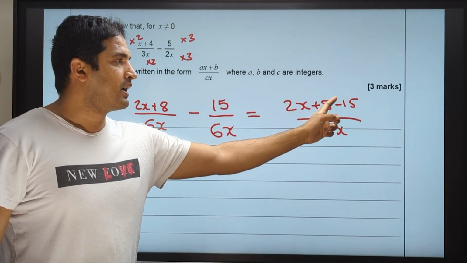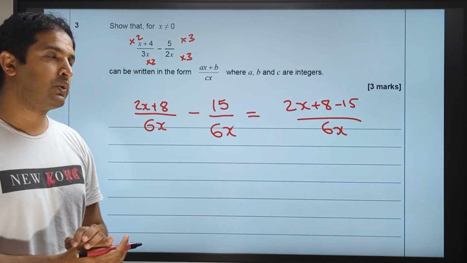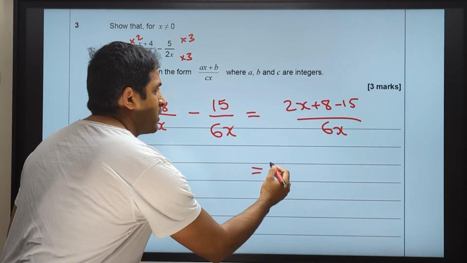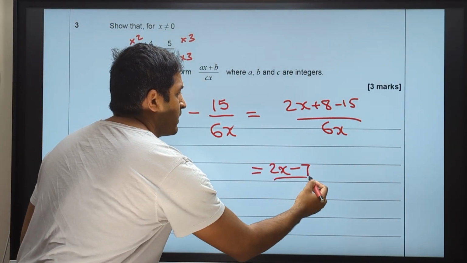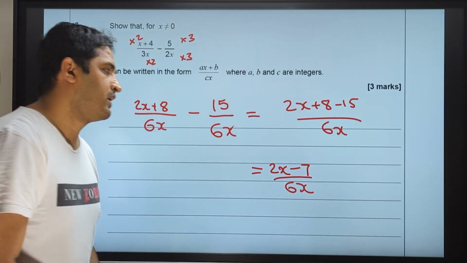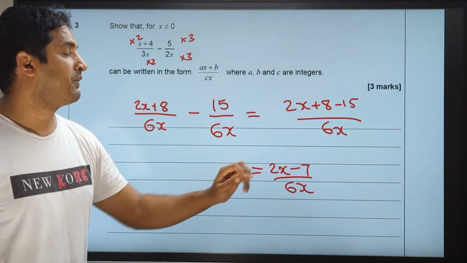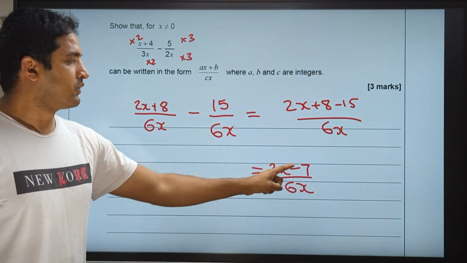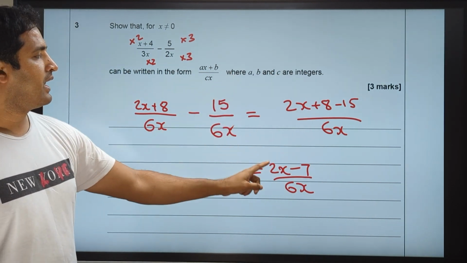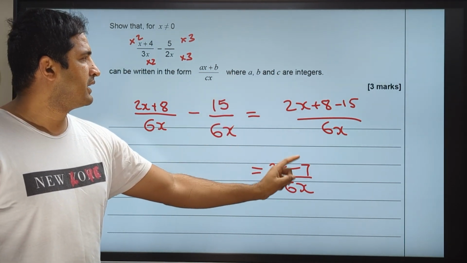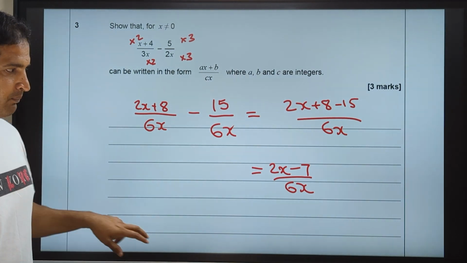We can add 8 and negative 15 together to give you 2x minus 7 over 6x, because 8 take away 15 is negative 7. So this is what we got, where a is 2, b is negative 7, and c is 6. That's it.